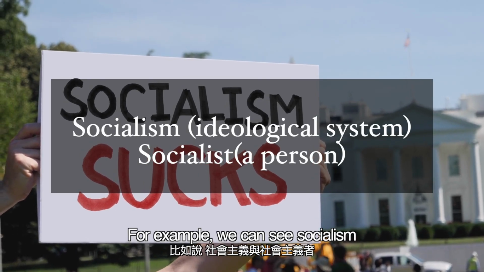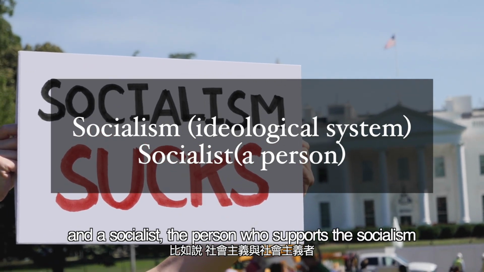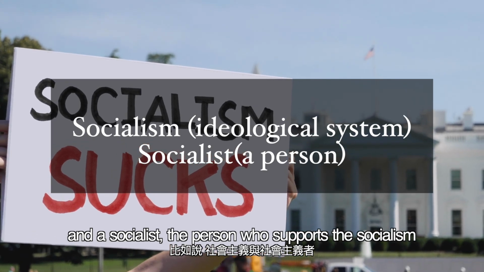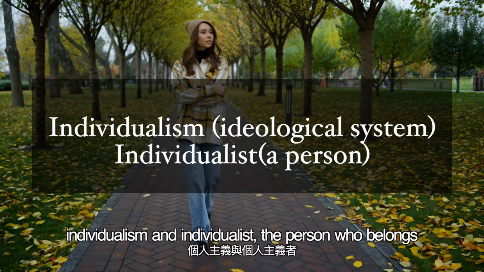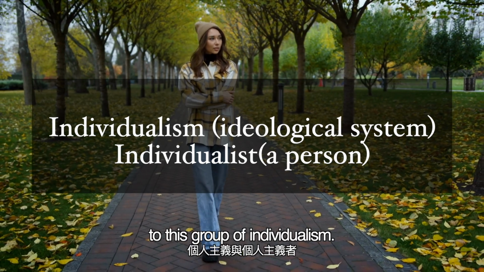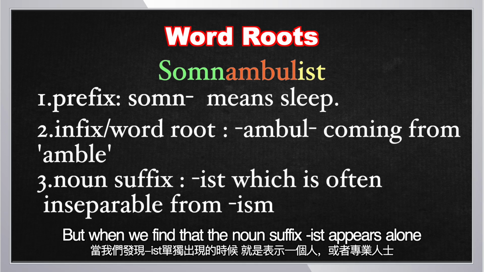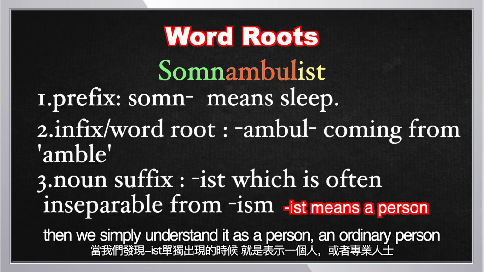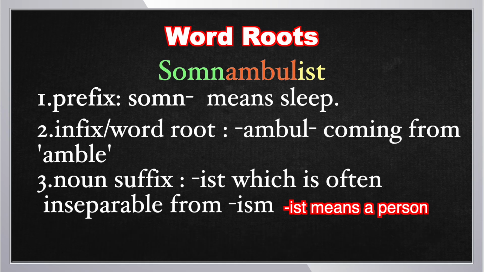For example, we can see socialism and socialist, the person who supports socialism. Capitalism and capitalist. Individualism and individualist, the person who belongs to this group of individualism. But when we find that the noun suffix ist appears alone, then we simply understand it as a person, an ordinary person, or just a professional of any kind of field.